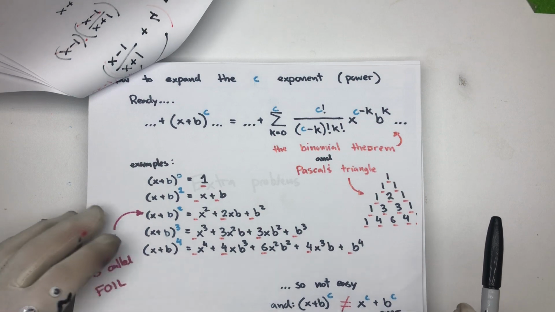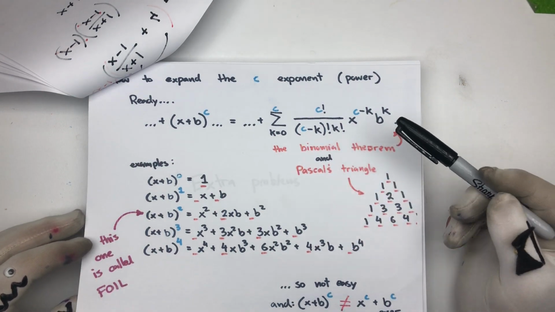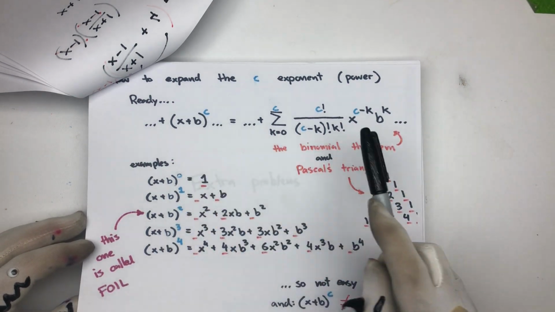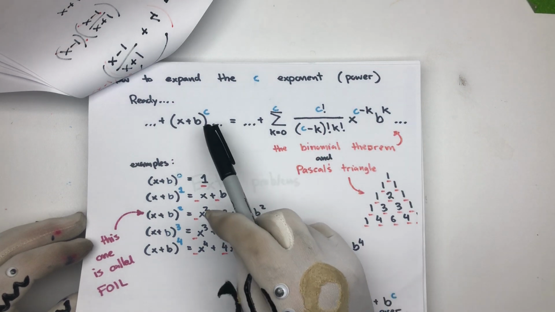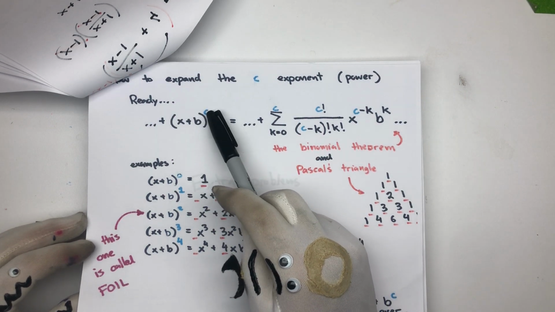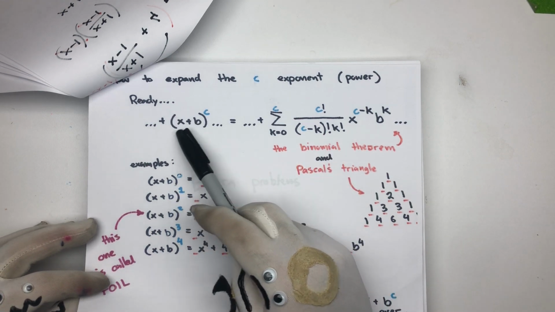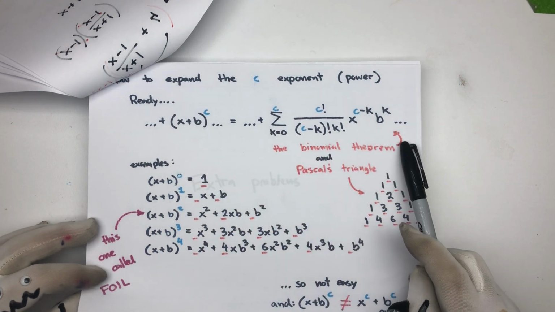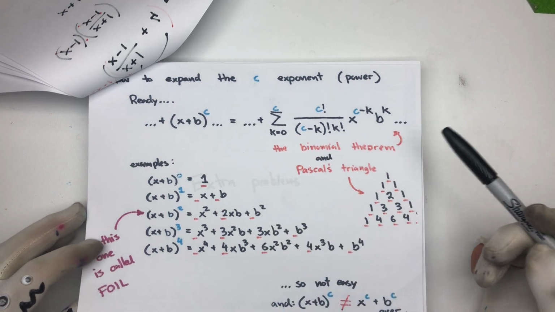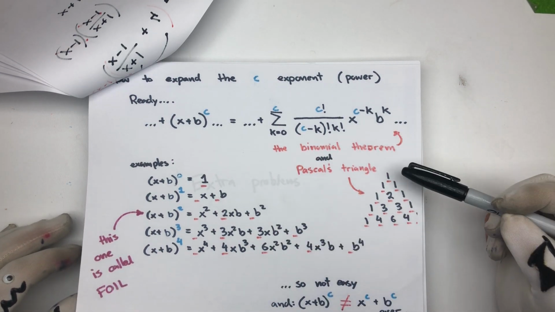I showed you this because I just wanted to show you how complicated it is to try to have a general rule for solving for brackets to the power of some constant. Okay, the general rule for solving the brackets to some constant is called the binomial theorem. Okay, and it's very complicated. We're not gonna do that.